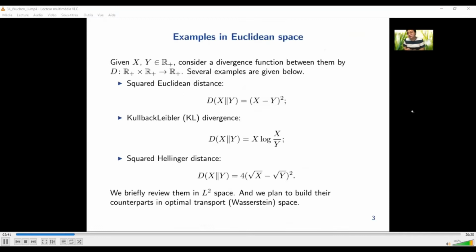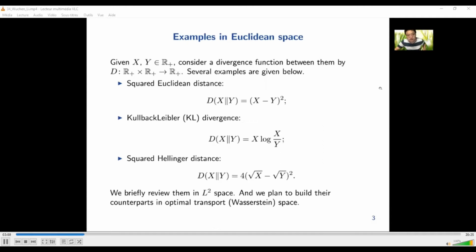Before I talk about the very general case, where we operate in the optimal transport space, let's come back to this classical example. What should distances and divergences look like? Given some points, let's call them x and y, say in a one-dimensional space, which can also be some abstract space, the divergence function between them is defined below.